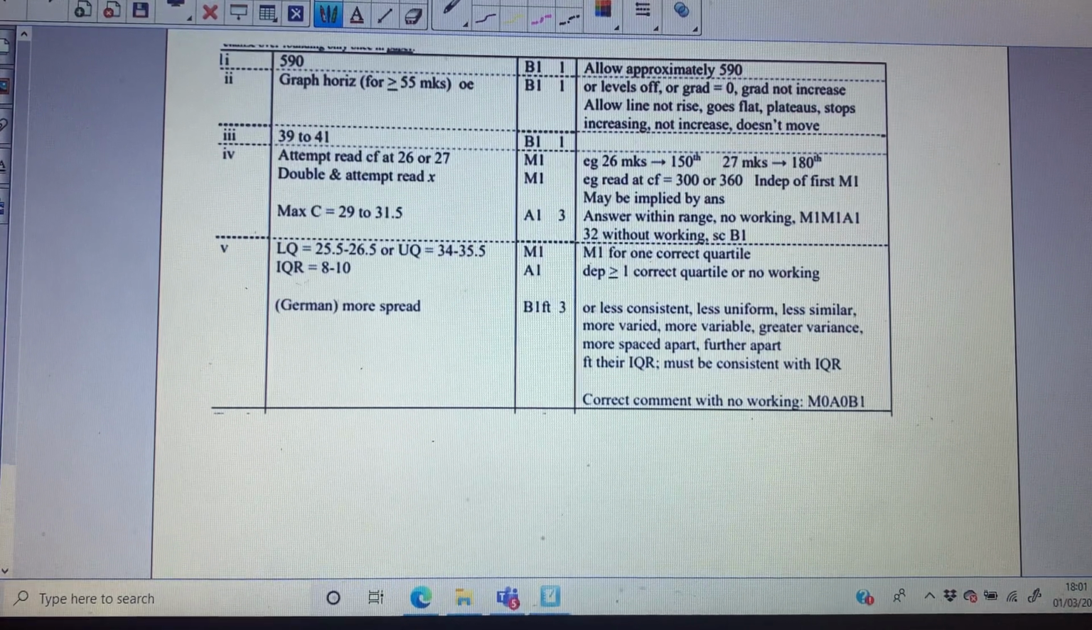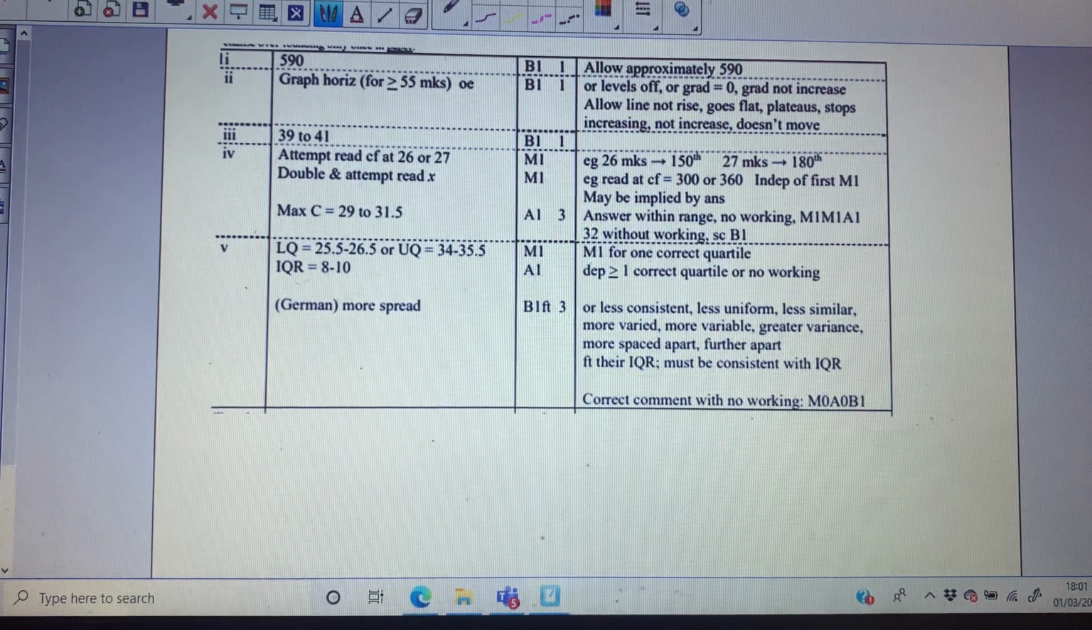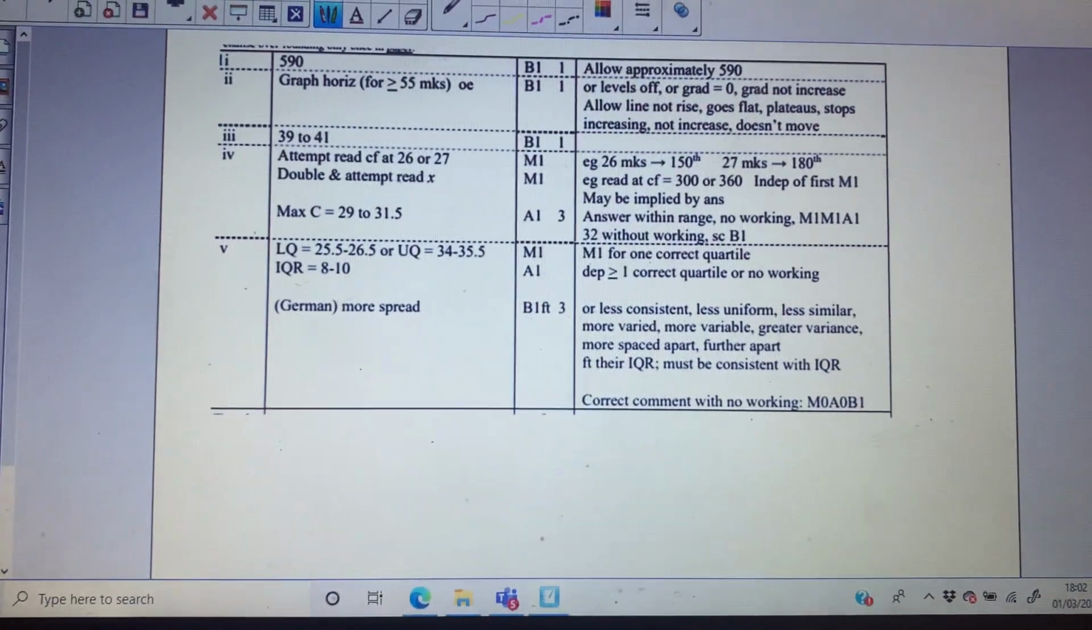So they're saying max C 29 to 31 and a half. Lower quartile 25.5 to 26.5, or upper quartile 34 to 35.5. Interquartile range is between 8 and 10. And German is more spread. You could say less consistent, less uniform, less similar, more varied.